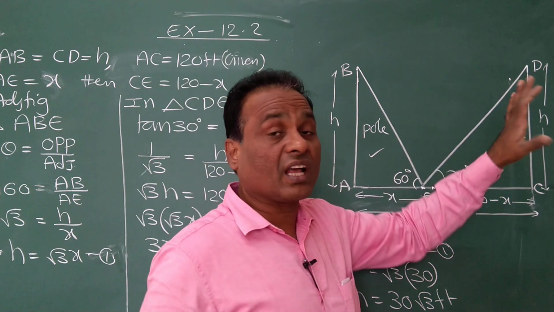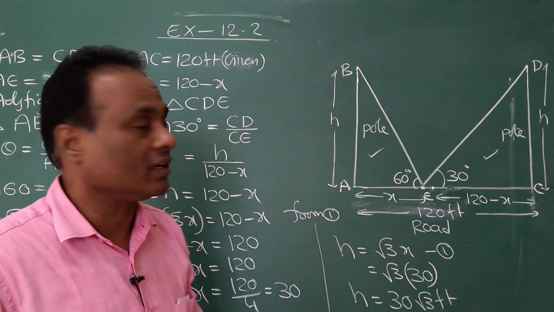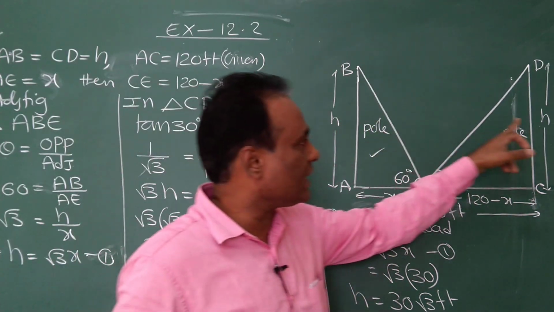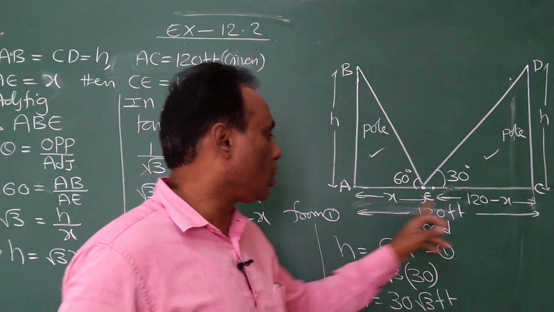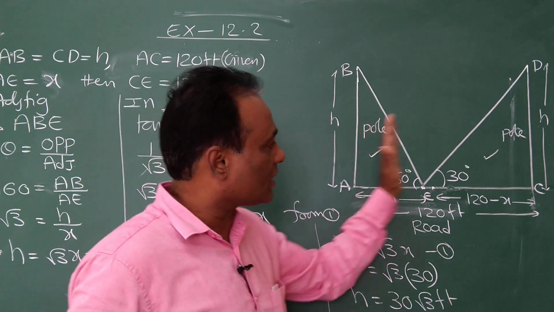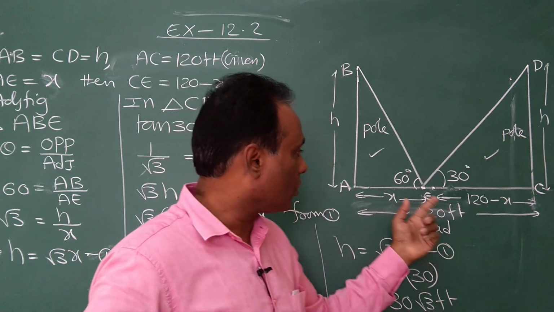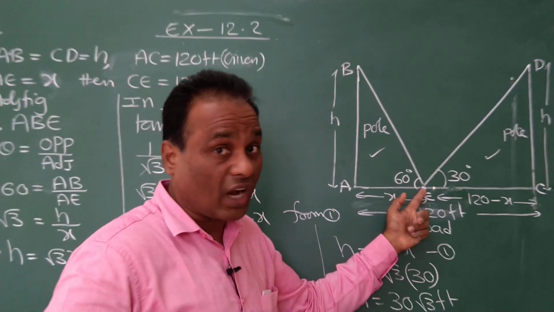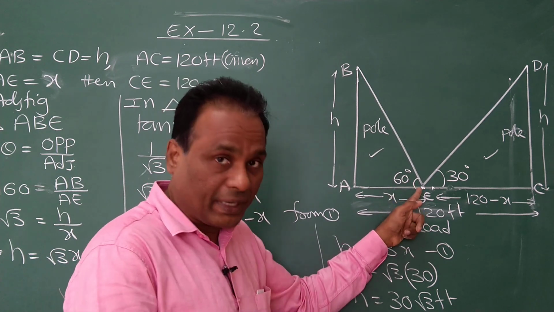AB and CD are two poles of equal height. If one height is h, the other height is also h. There is a road of 120 feet width. On one side of the road, one pole, and on the other side of the road, another pole. So this is the observing point. It is not the midpoint. We are not standing in the middle.